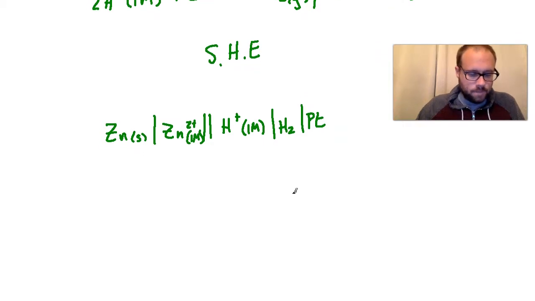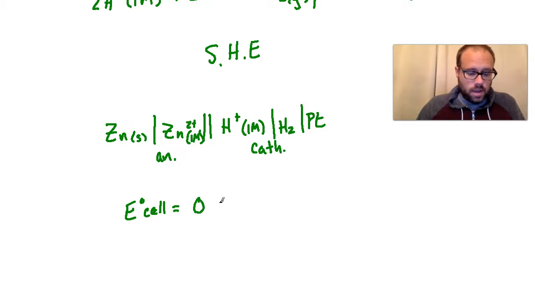That's not yet. So what we can say here is that the standardized Ecell is going to be equal to the E cathode and the E anode. Now, in this case, the hydrogen is going to be acting as the cathode, and the zinc is acting as the anode. So the cathode is 0 because it is a standard hydrogen electrode.